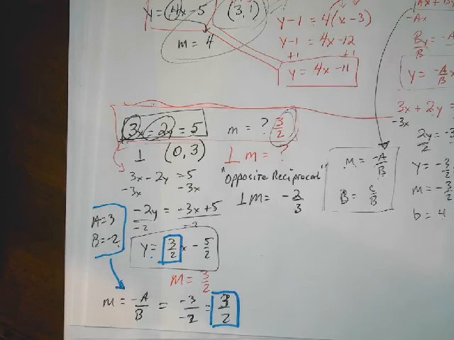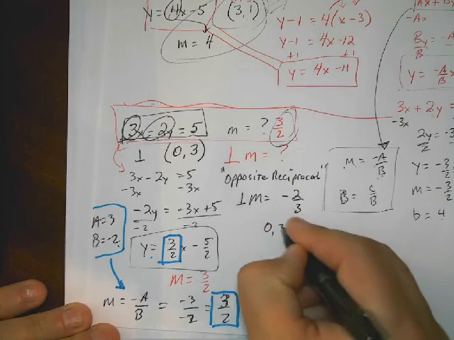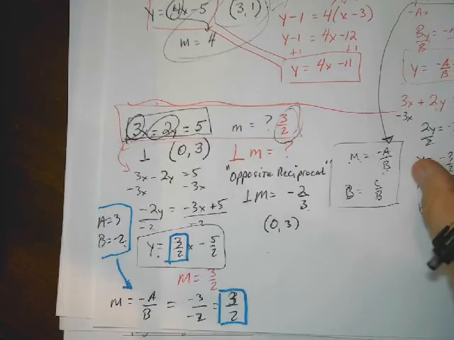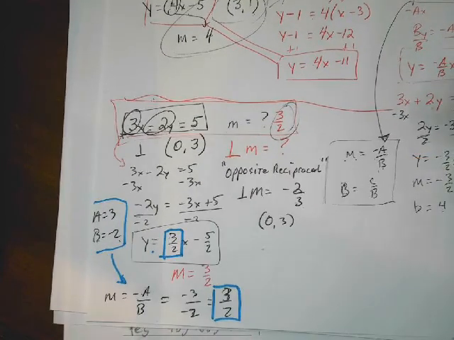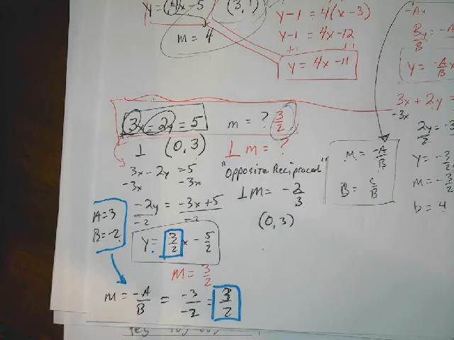Okay, so we've got just a little bit more to do now. We know what the slope is. The slope is negative 2/3, and we know what point it goes through. It goes through (0, 3). It's perpendicular. Now, one thing I didn't mention: does that mean that's the point of intersection between these two lines? No, it does not. It's not necessarily the point of intersection. It just is a point that the new line goes through.